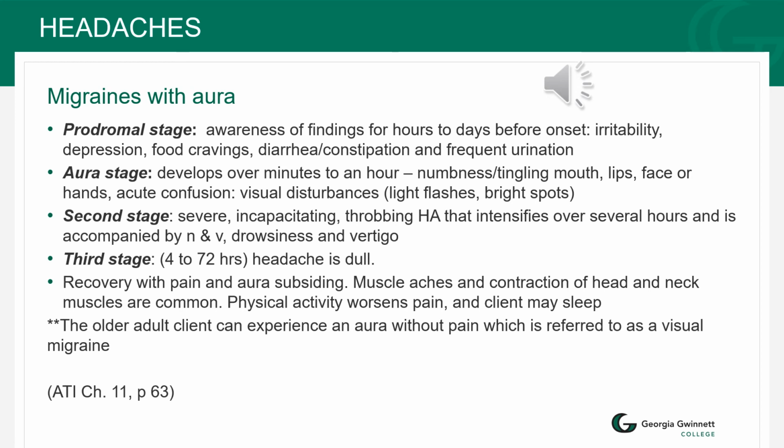The second stage of a migraine with an aura is where that incapacitating period happens. There's a throbbing headache that intensifies over several hours. Oftentimes the person has nausea and vomiting. They can have vertigo or drowsiness. The third stage is 4 to 72 hours, and that's when the headache is characterized as a dull feeling. And then the recovery period is when the pain and aura are subsiding.